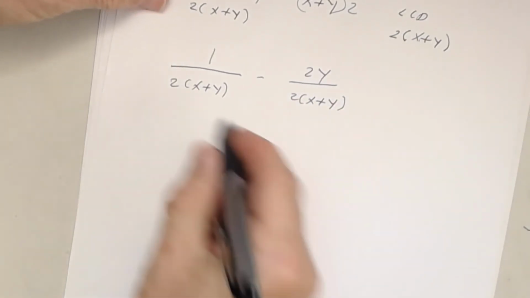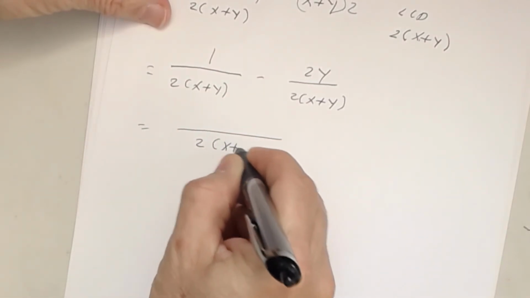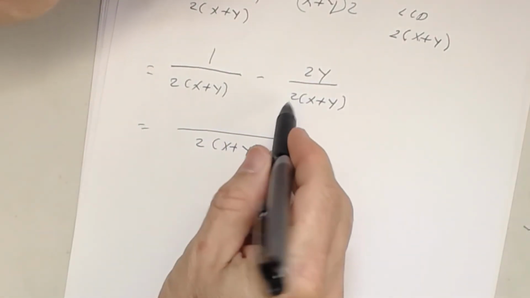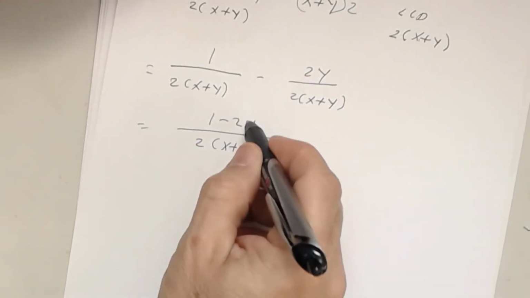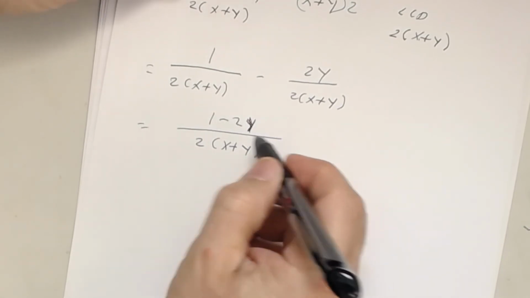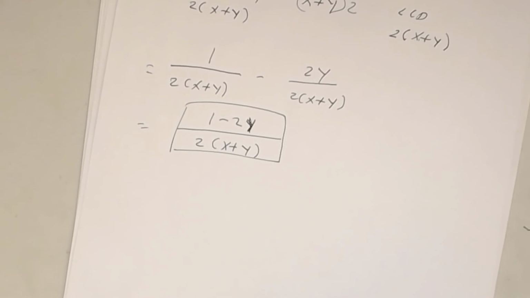Now I can write it as one fraction, right? What's going to be the numerator? Can you do anything else? That's 2y. Nope, you're done. Okay? That's all you did.